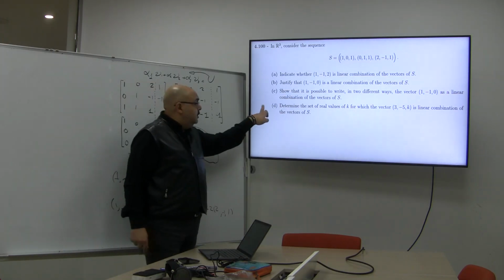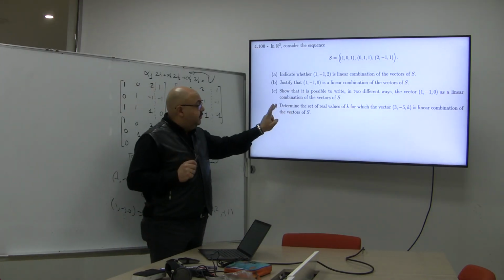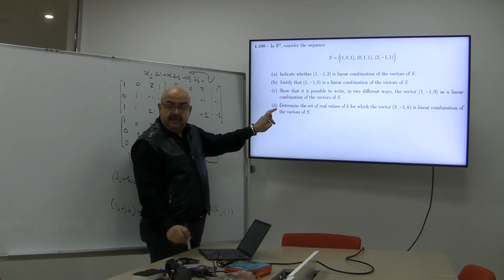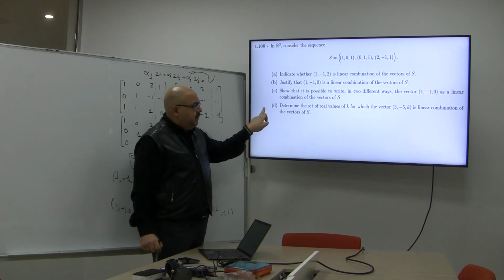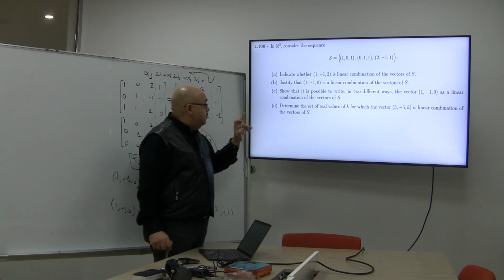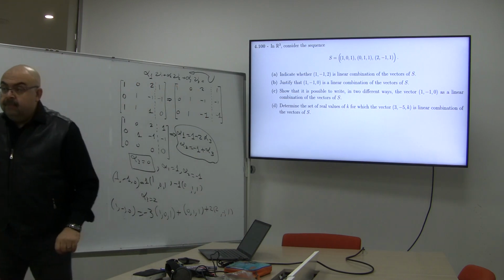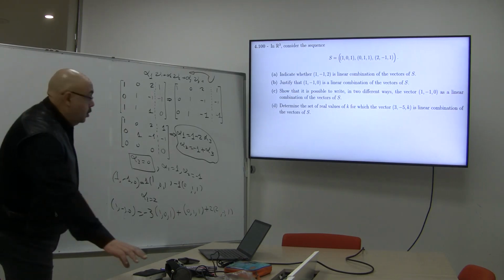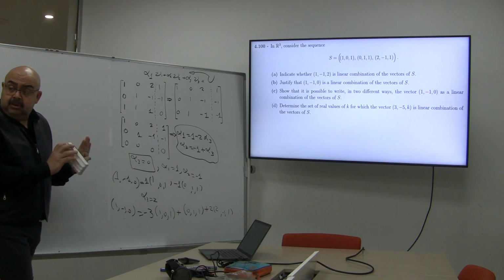طيب يقول لك determine the set of real values of k. حدد لي set of real values of k. For which the vector أنا ده مش هقوله. بس عايزك تديني الفكرة. For which the vector 3, negative 5 and k is a linear combination of the vectors of S. أعمل إيه؟ نفس اللي أنا عامله بالظبط.